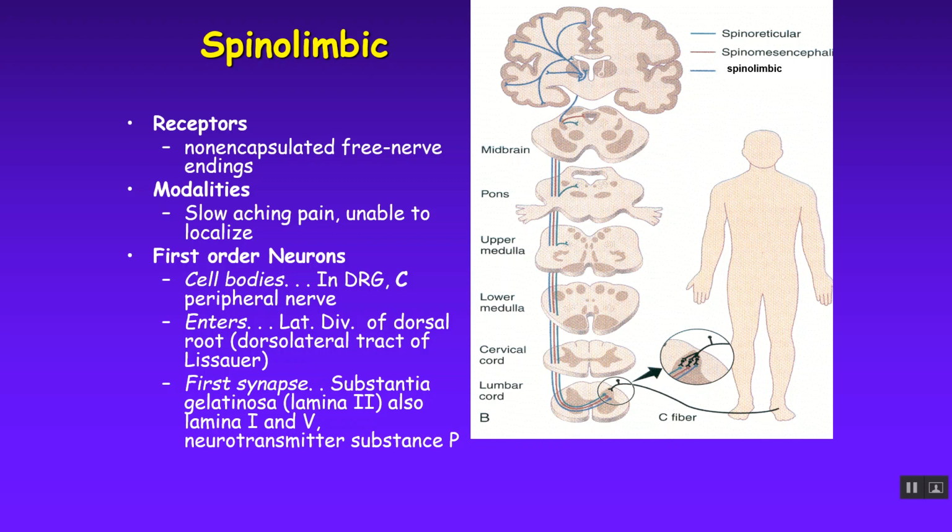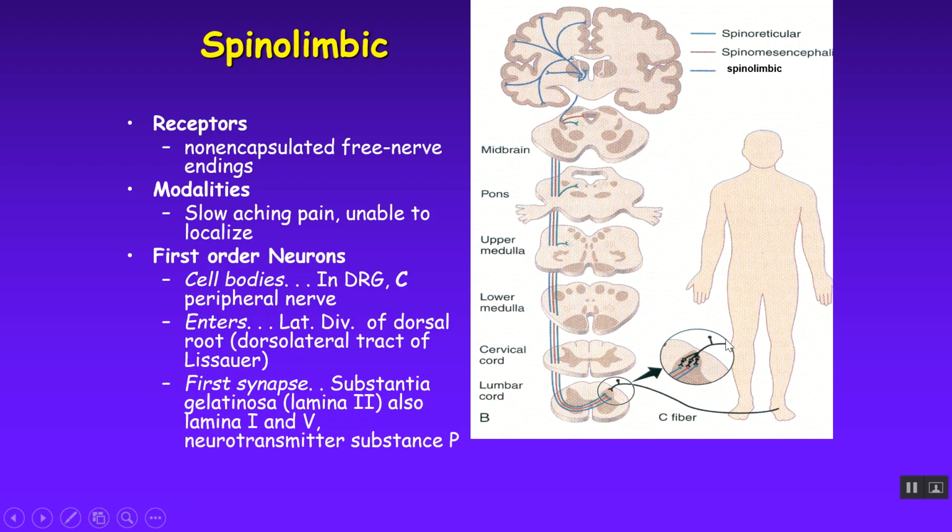Receptors are the same, free nerve endings. The modality is slow aching pain that's difficult to localize. This is showing you a close-up of the dorsal root. When you're looking at A delta and C fibers, this is mainly C fibers. Sorry, I should say C fibers, and that's what it shows there.